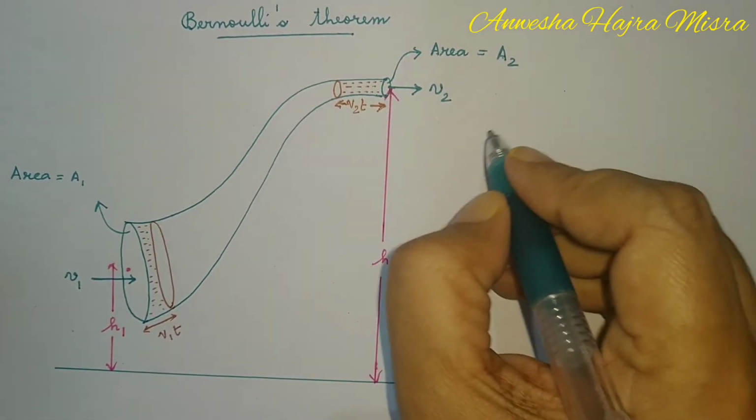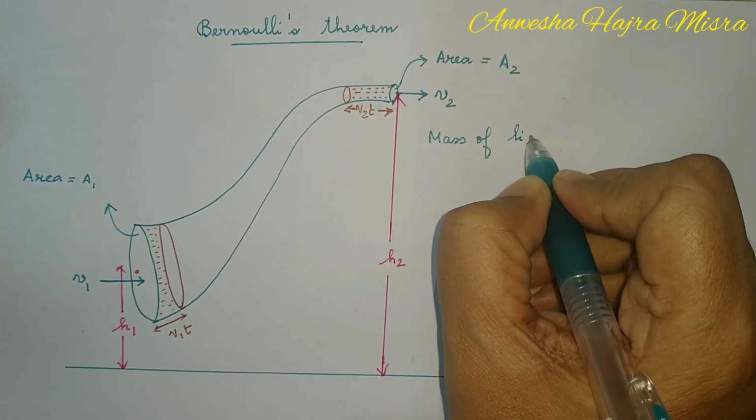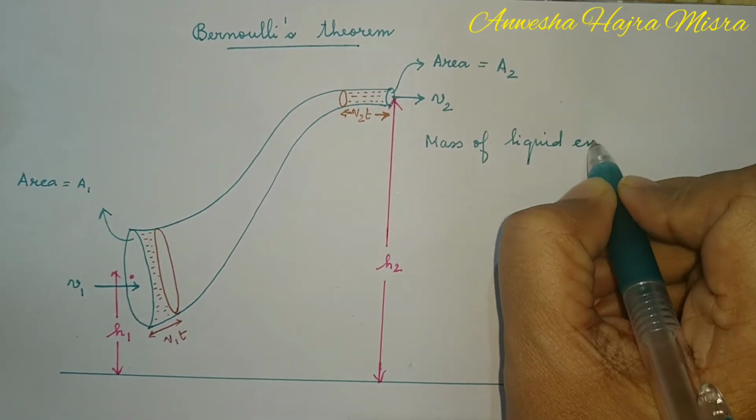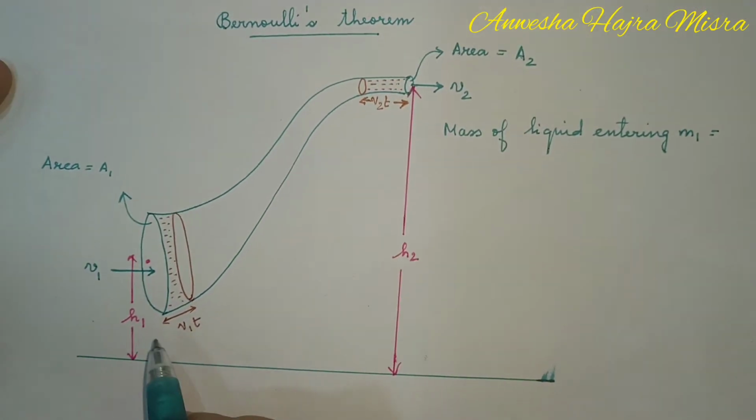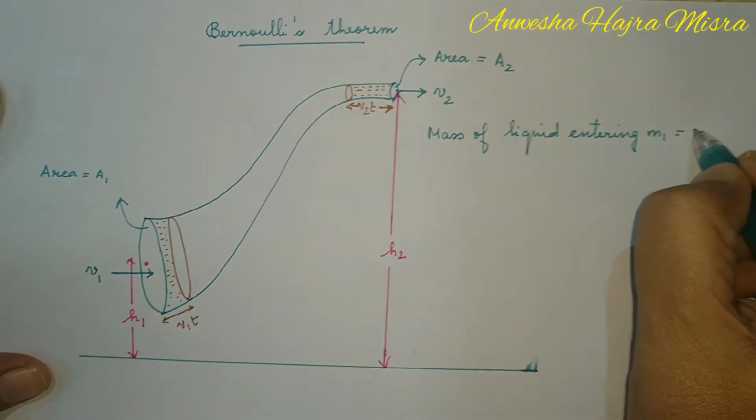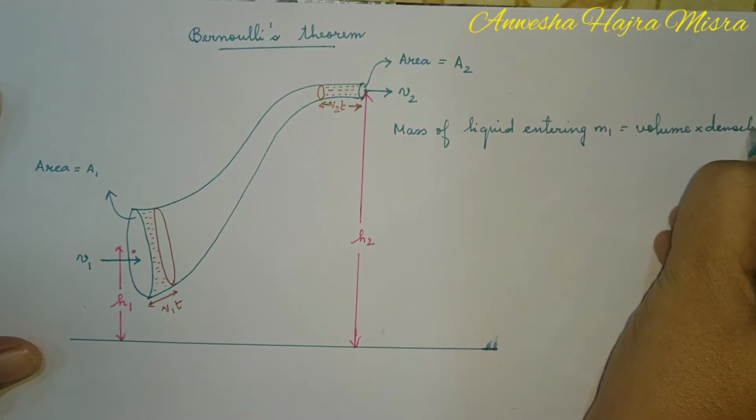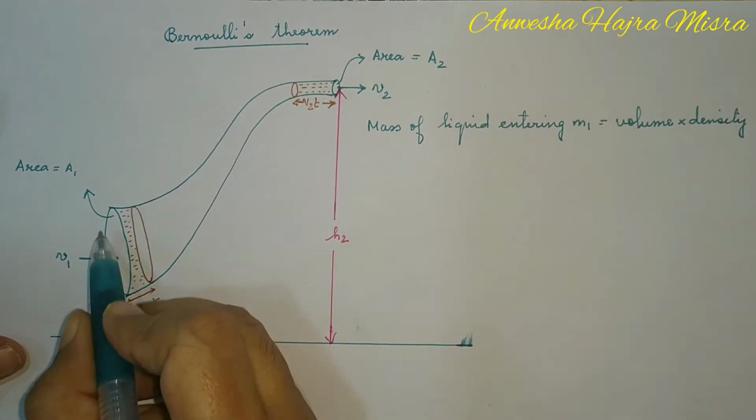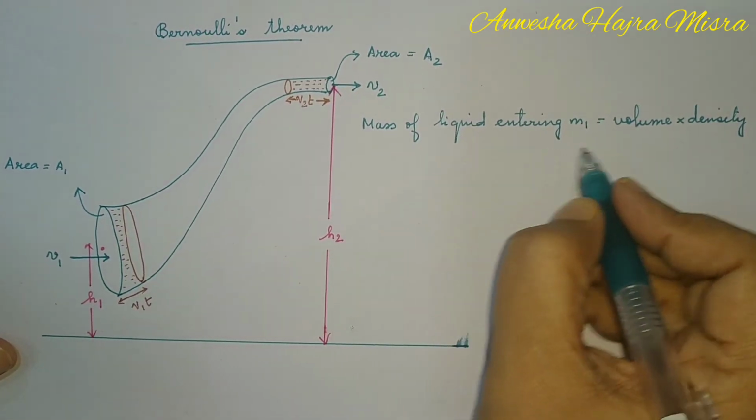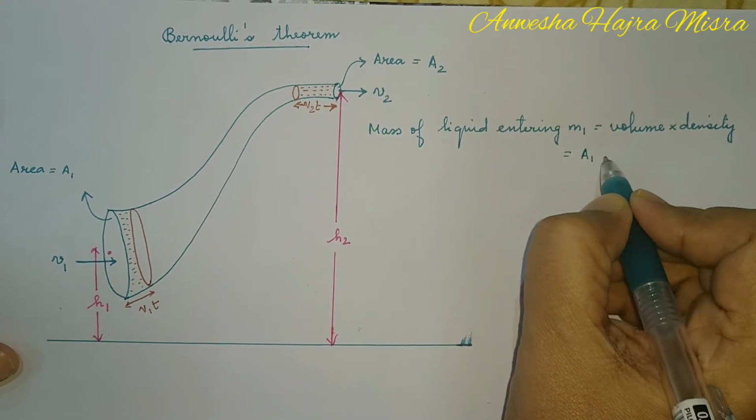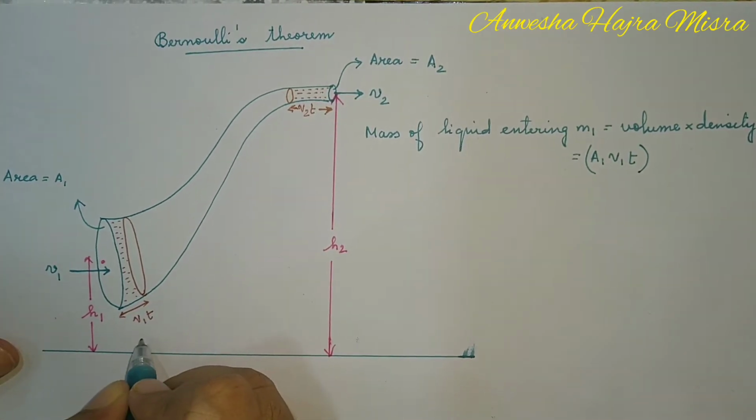So we can say that mass of liquid entering, m1, is volume into density. Now what is volume? Volume is area into distance. So this is A1 v1 t, and let the density of the liquid be rho.